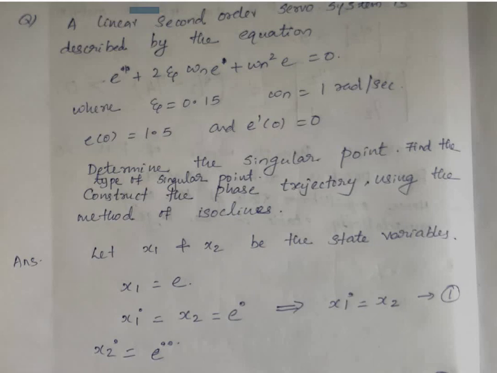So first we will find the singular point of this system. For finding the singular point, you have to write the state equations of the system. So I am taking x1 and x2 as the state variables. Let x1 is equal to E and x1 dot is equal to x2, that is equal to E dot. That is your first state equation.